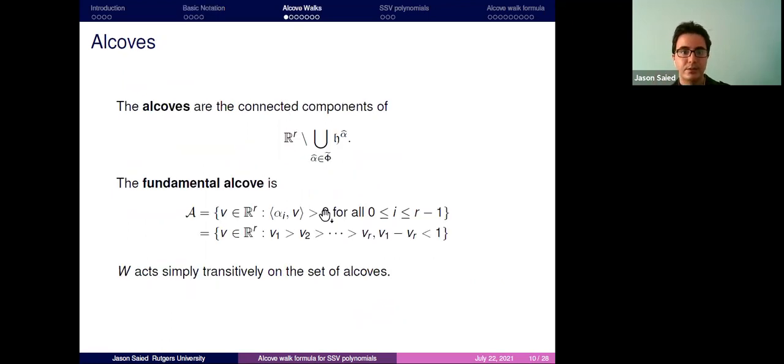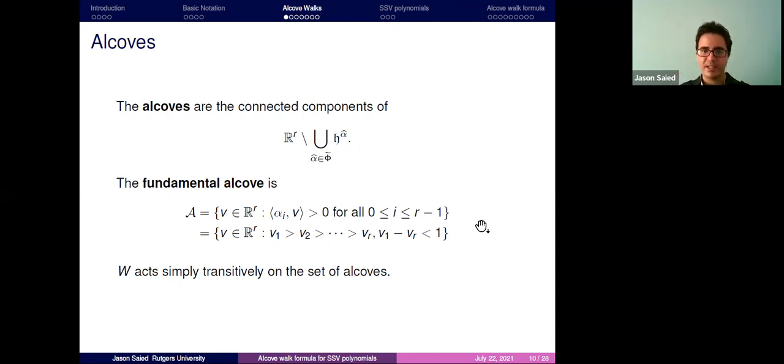Okay, so then the alcoves for our alcove walks are just the connected components of the Euclidean space minus all of these affine root hyperplanes. In the picture I showed before, they were the triangles. And I'll show another picture in a second. Our favorite alcove, the fundamental alcove, is the alcove that's positive with respect to all of the simple roots. So alpha_i-hat is greater than 0 for all i.